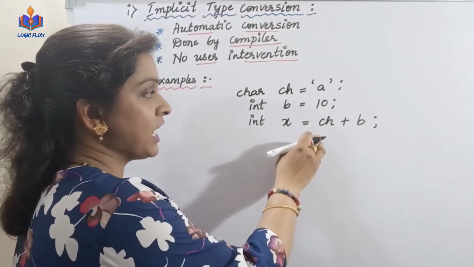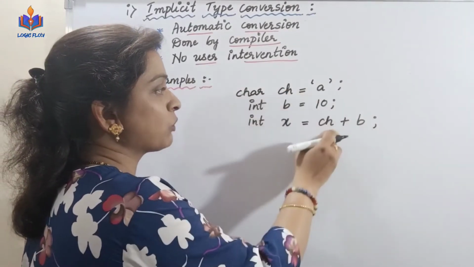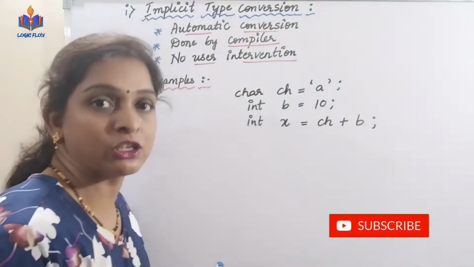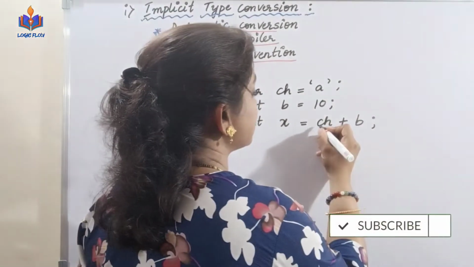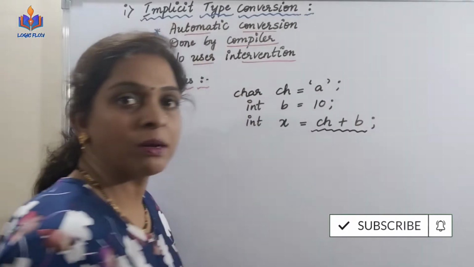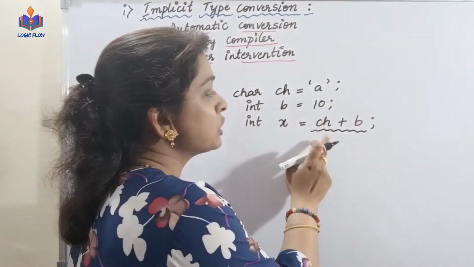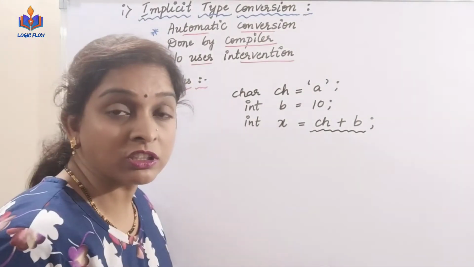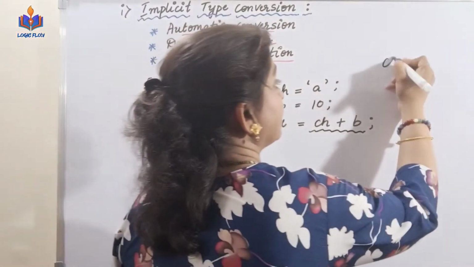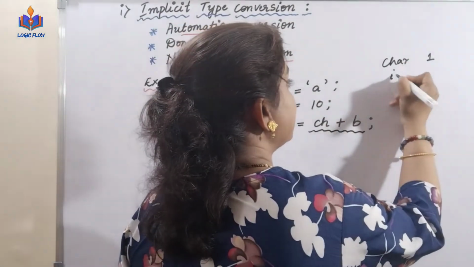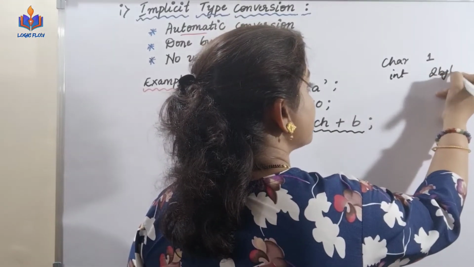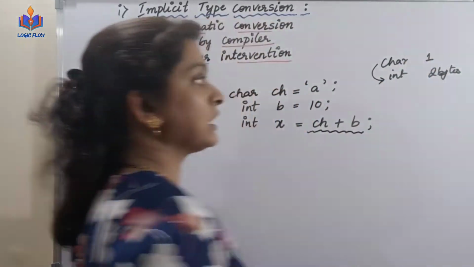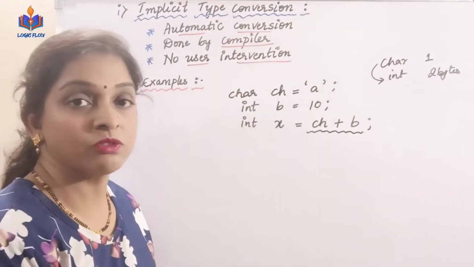When I say ch, which is of character type, it requires 1 byte of storage, and b, which is of integer type, it requires 2 bytes of storage. When we want to perform this arithmetic operation, the compiler converts this low data type to high data type, which means it gets converted to integer. So character is 1 byte and integer is 2 bytes. The compiler converts the low data type to high data type so that it can perform the operation very smoothly.